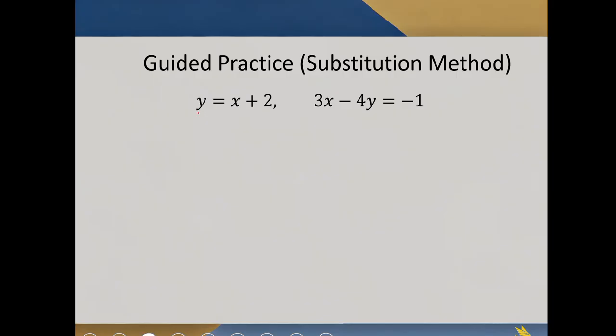This next substitution question, again, I've got y by itself. So I know what y is. My y is x plus 2. So I can substitute it into my other equation. I'm just going to rewrite mine: 3x take away 4. I know what my y is. My y has to be x plus 2, is equal to -1.